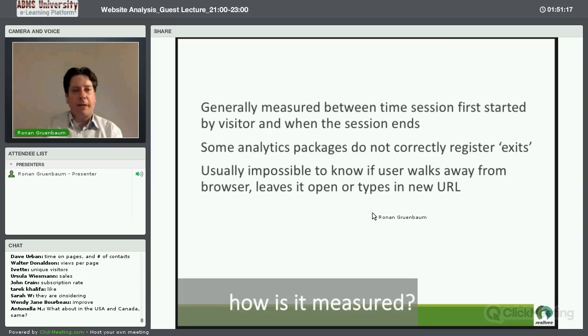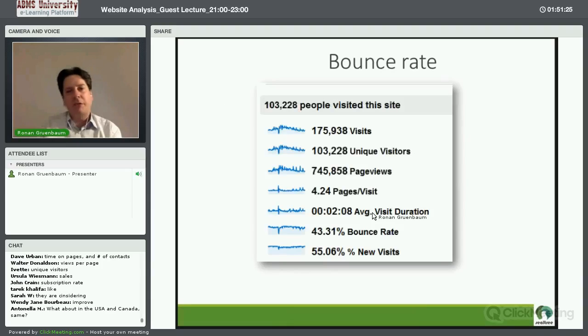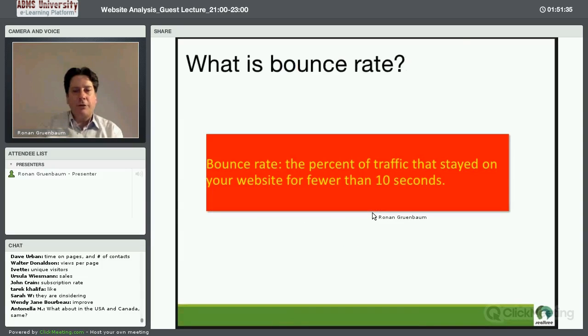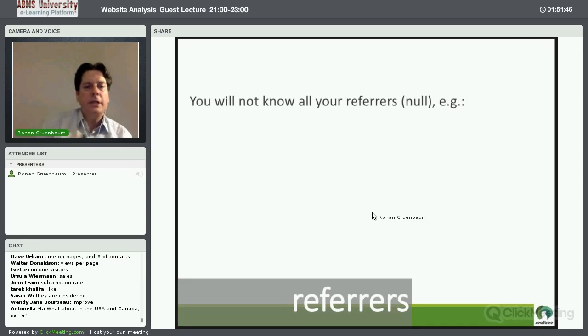Bounce rate, we've already explained what this means. It's the percent of traffic that stayed on your website for fewer than 10 seconds. Some packages will say 5, some 15, it really depends. Search phrases, ones we've discussed, so I won't go through again. And referrers. So you will not know all your referrers. So for example, if you look, no, it's not on this page, I beg your pardon. I think it's on the next page, but let's see.